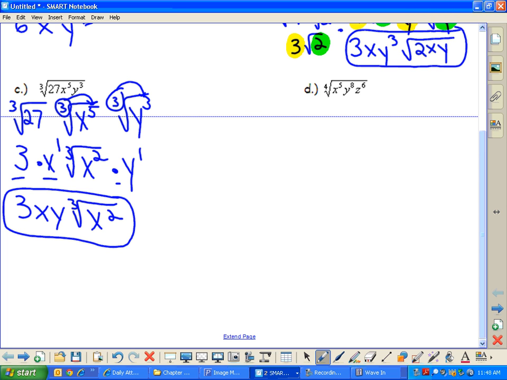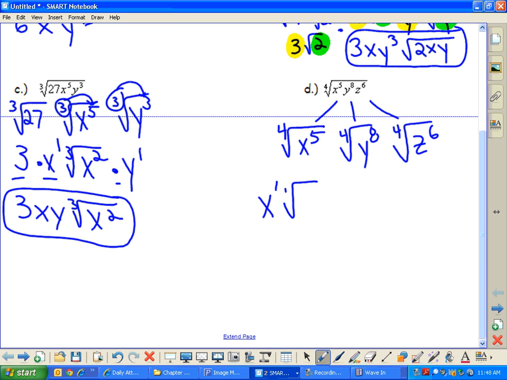Questions about that? All right, one more. We got the fourth root of x to the fifth, y to the eighth, z to the sixth. So I'm going to break that down into the fourth root of x to the fifth, the fourth root of y to the eighth, and then the fourth root of z to the sixth. And then I just basically, from this point, do division. I ask myself, how many times does 4 go into 5? 4 goes into 5 one time. And then there is 1, x to the first left over. Do you see how the exponent of the remainder is actually what's underneath my radical there?